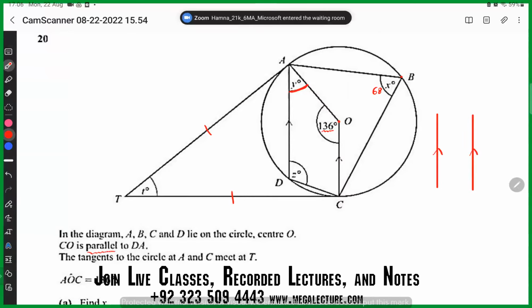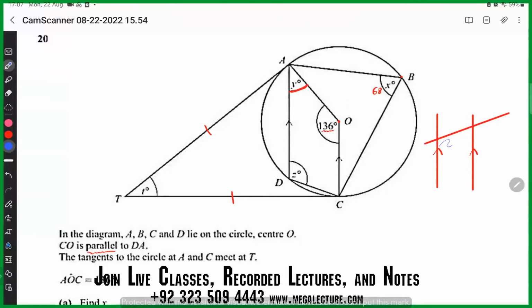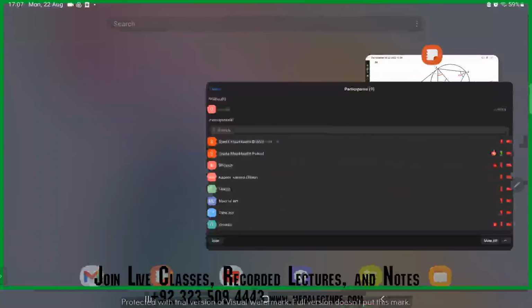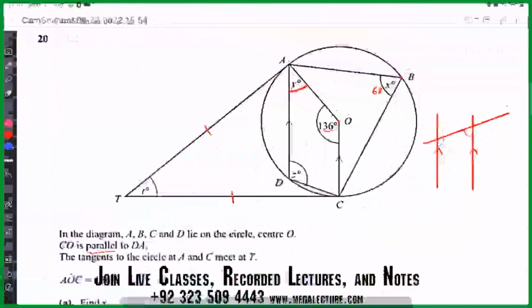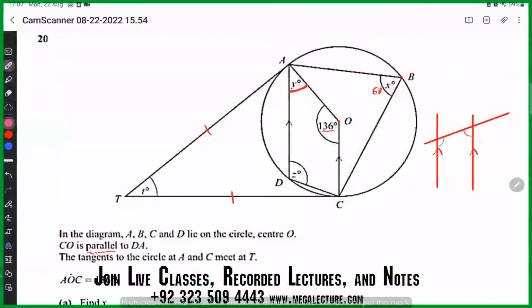When I'm cutting the two lines by a transversal, I've told you guys earlier as well. Very good, Taha. This is the blue angle. This is the pink angle. So the sum of interior angles in case of two parallel lines is what? We know this rule. What is the sum? Very good. So pink plus blue, if this is A and this is B, A plus B is basically going to be 180.